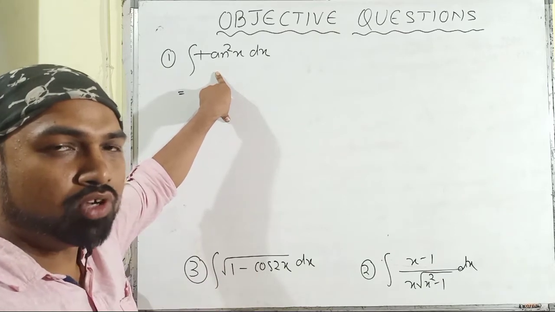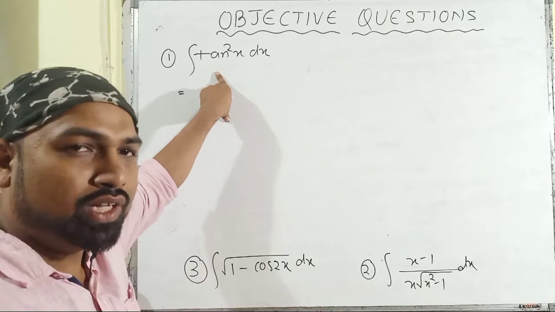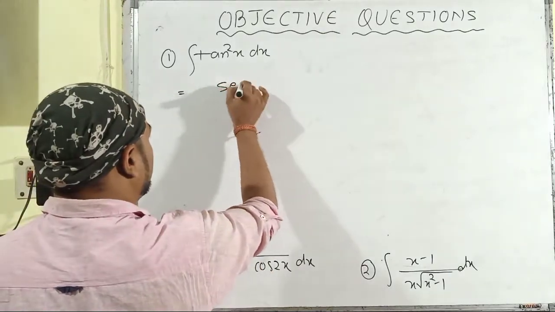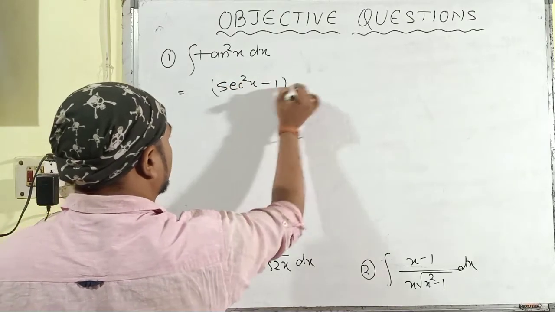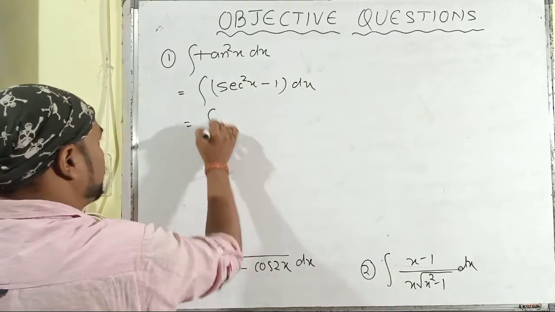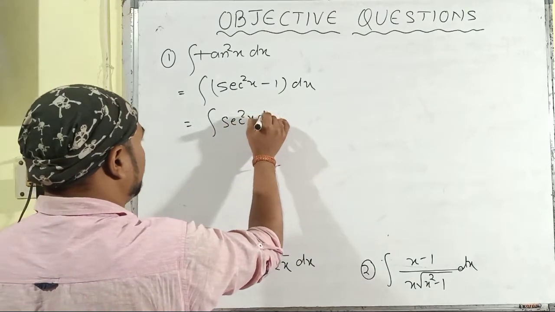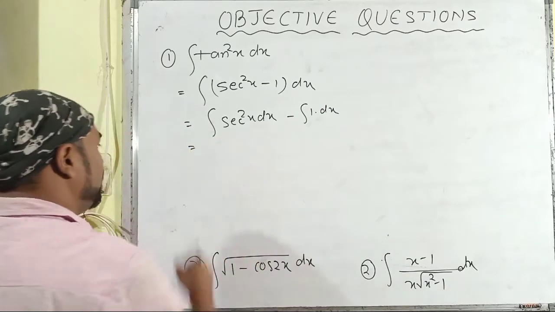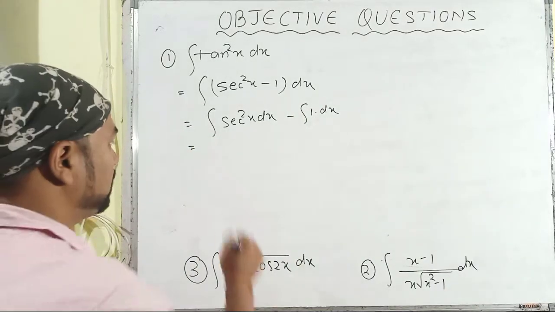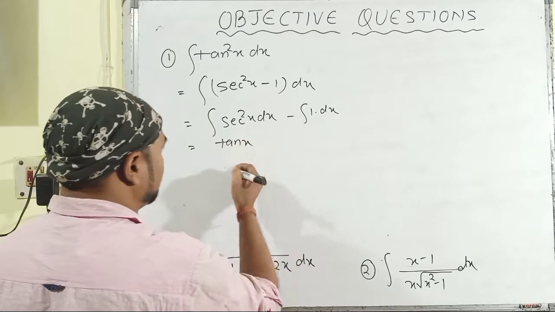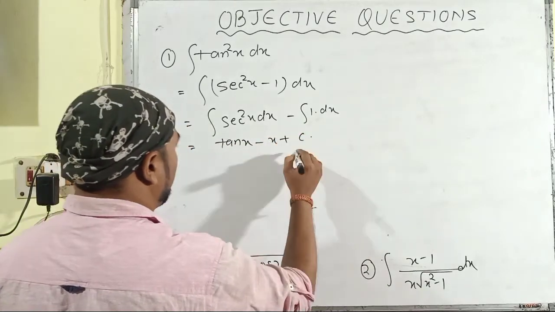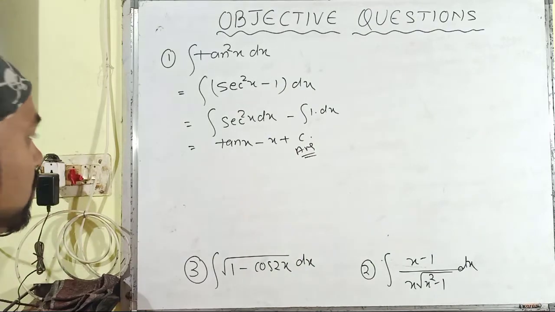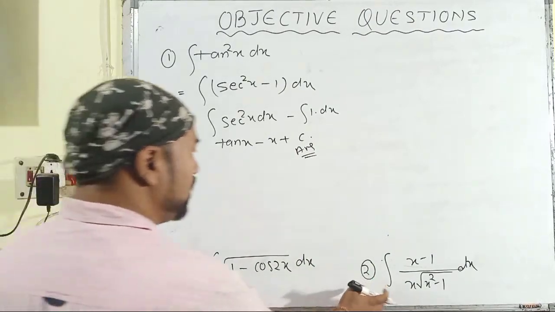So first of all we have to convert tan square x by putting the trigonometric formula. It will be sec square x minus 1. Then just by separating, we have the integral of sec square x with respect to x minus the integral of 1 with respect to x. The integral of sec square x with respect to x, all of you know, is tan x minus x plus c, and here it is the answer of the first objective question. Then moving towards the second question.